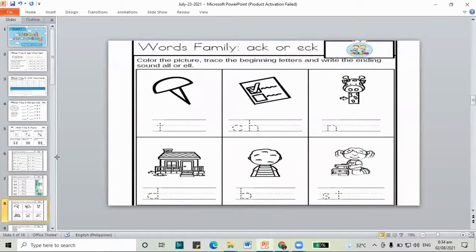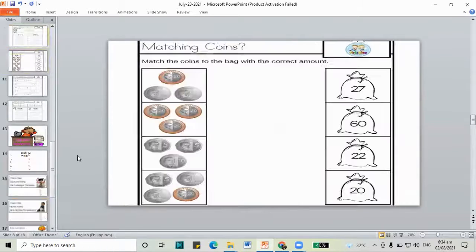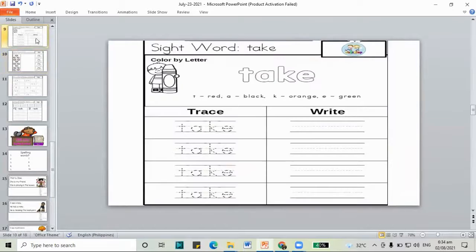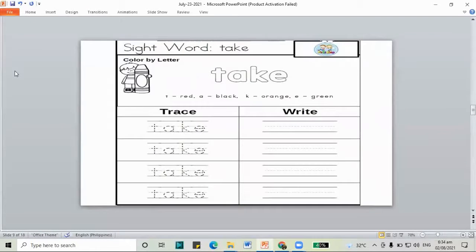If you're done with the work, let's continue. If not yet, please pause and go back to this one once you're done with the work. Let's move to the next page. How about we do the word take?